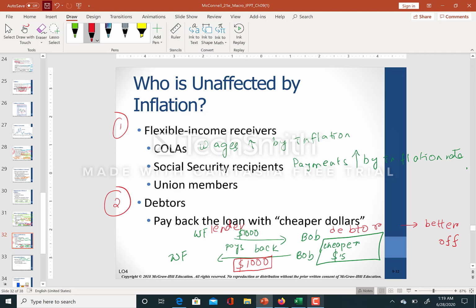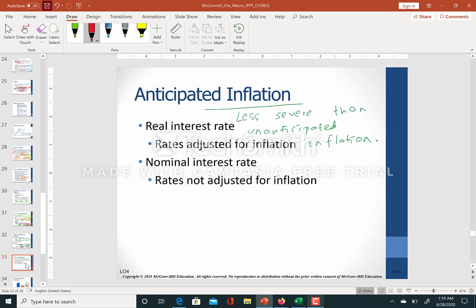Now, if we look at anticipated inflation, the redistributive effects are less severe than unanticipated inflation, because with anticipated inflation, people are already expecting some kind of inflation and they can make the necessary adjustments.